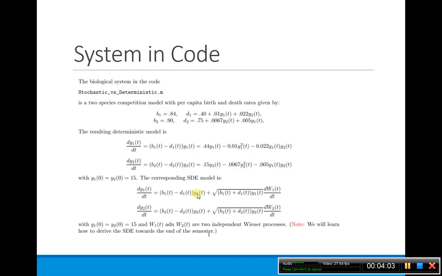Okay, so this is the system that is in the code. I'm going to just briefly go over this. The code is given as stochastic_versus_deterministic.m. Remember that .m: all of the MATLAB files are .m. This is going to be a PDF file, so you're going to copy it, open up the script file, and save it. Save it as this name, but make sure you put the underscore.